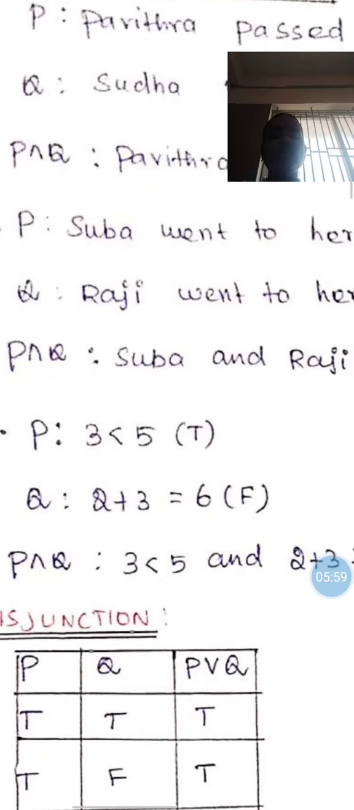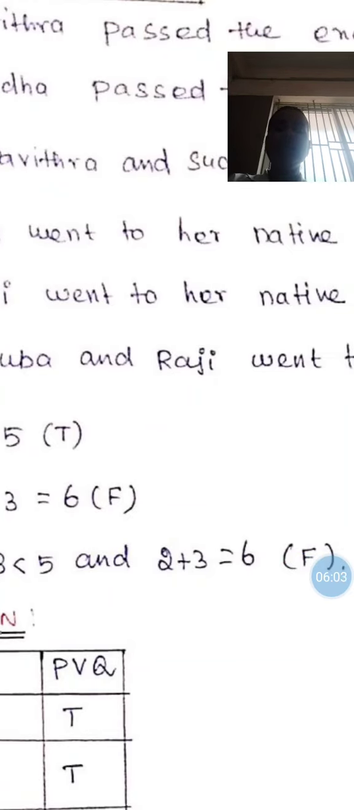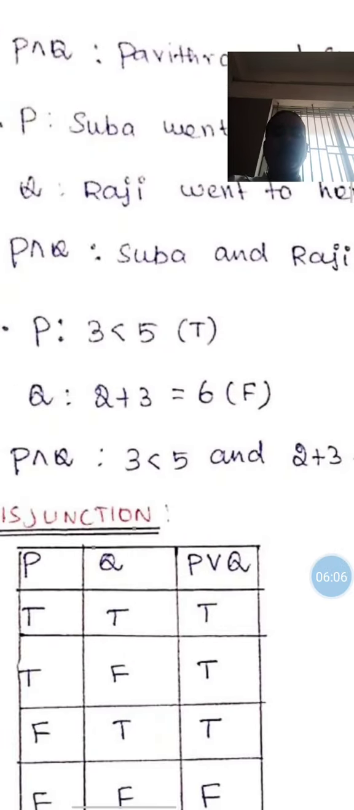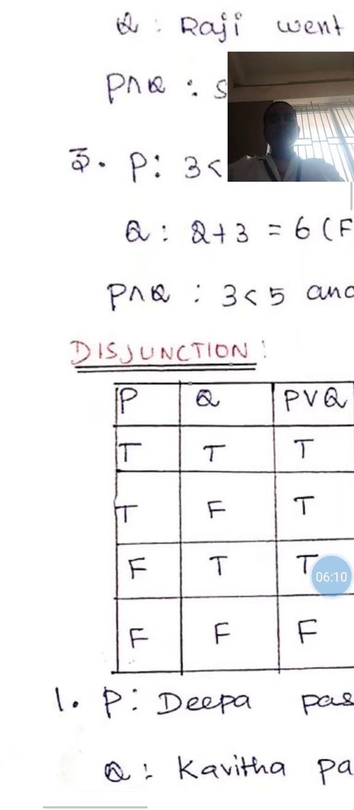Then P conjunction Q, 3 less than 5 and 2 less than 3 equal to 6, this is a false statement. Next we see the truth table for disjunction.